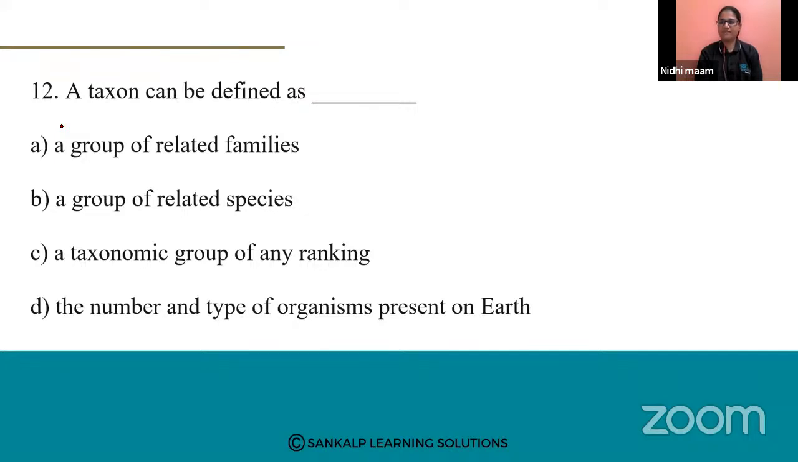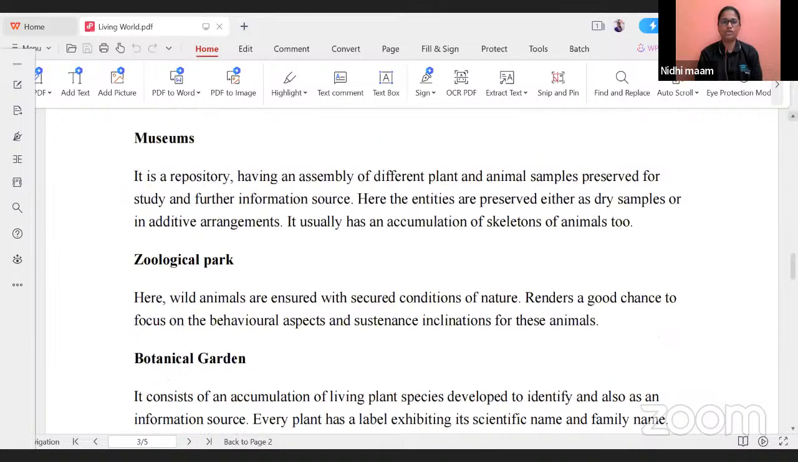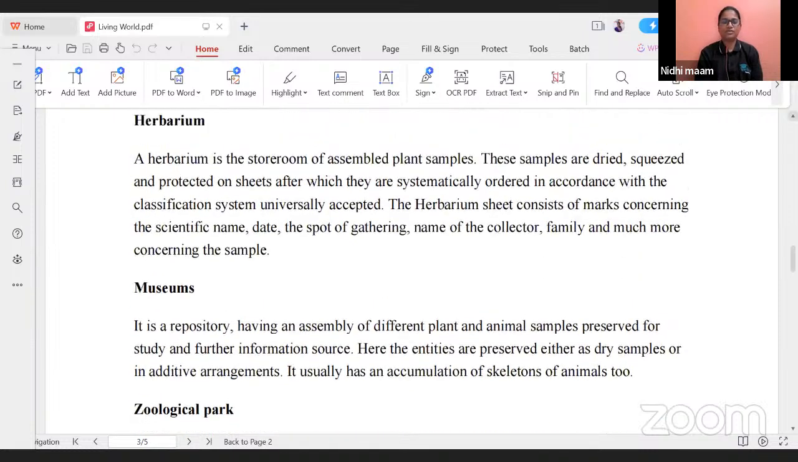Yeah. So we were discussing taxonomic aids, the techniques or tools used in taxonomy. When we consider a herbarium, a herbarium is nothing but dried plants which we store on a specific paper. The samples will be dried, stored and protected on the sheets, after which they are systematically ordered in accordance with the classification. We cover those sheets with newspaper and organize them.